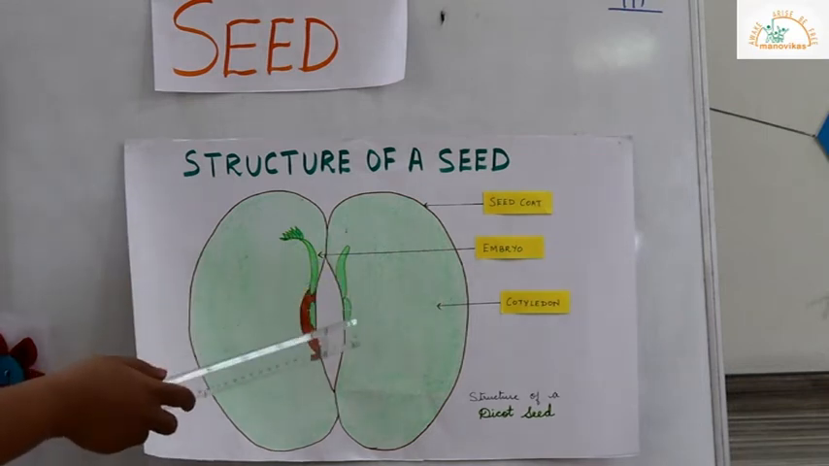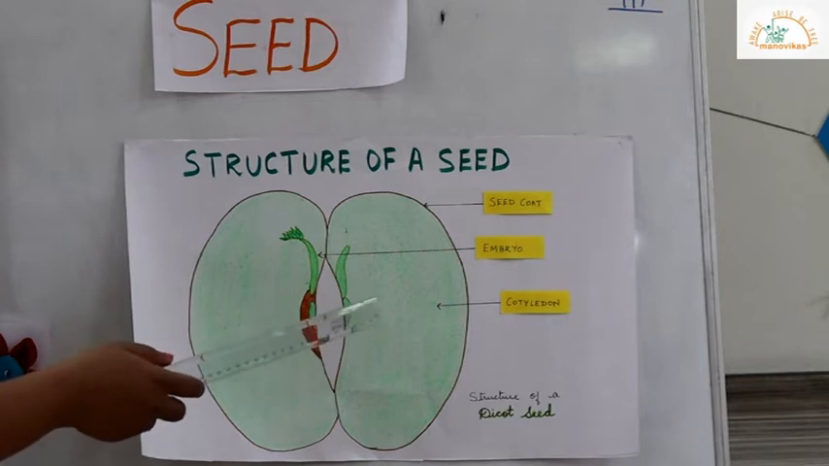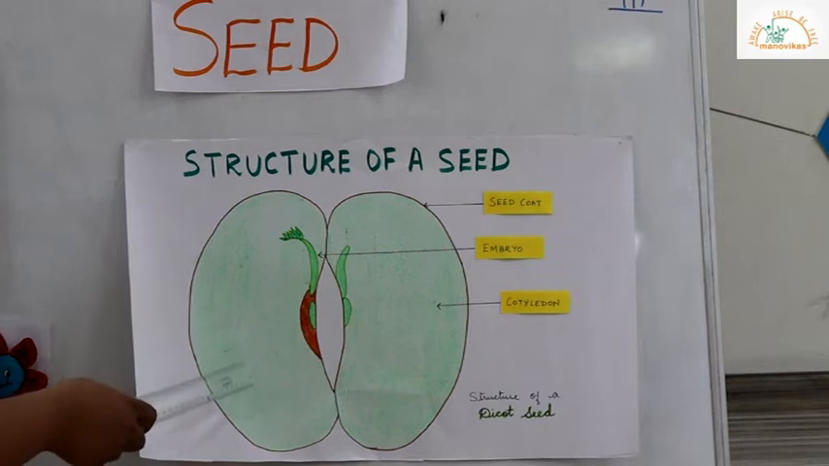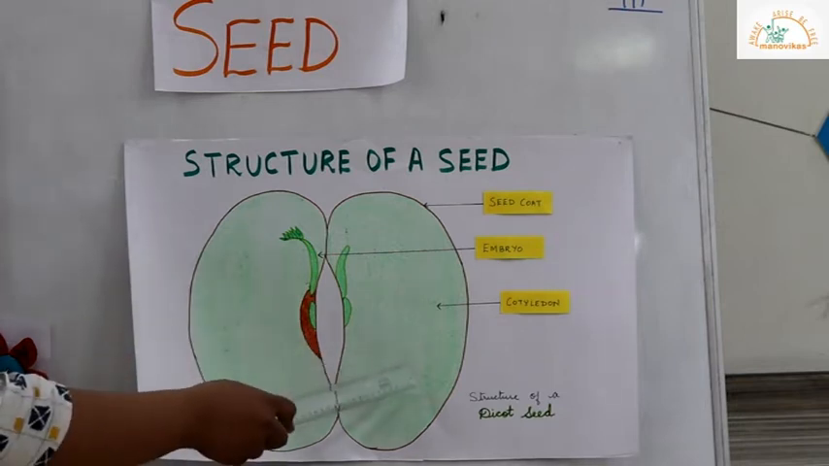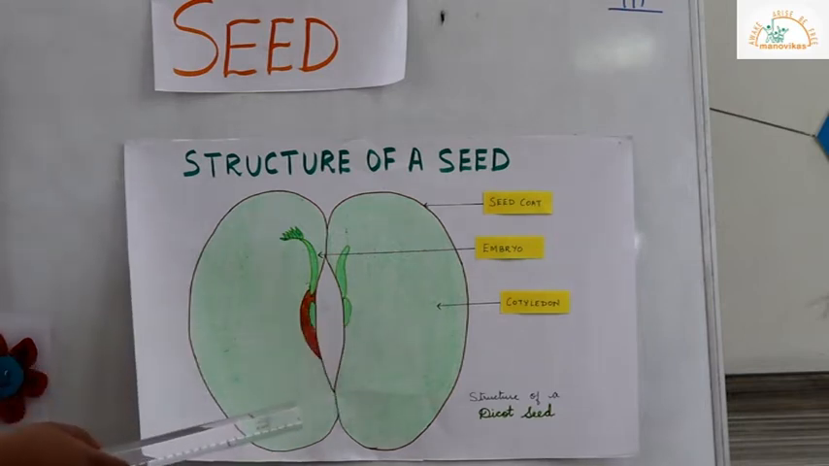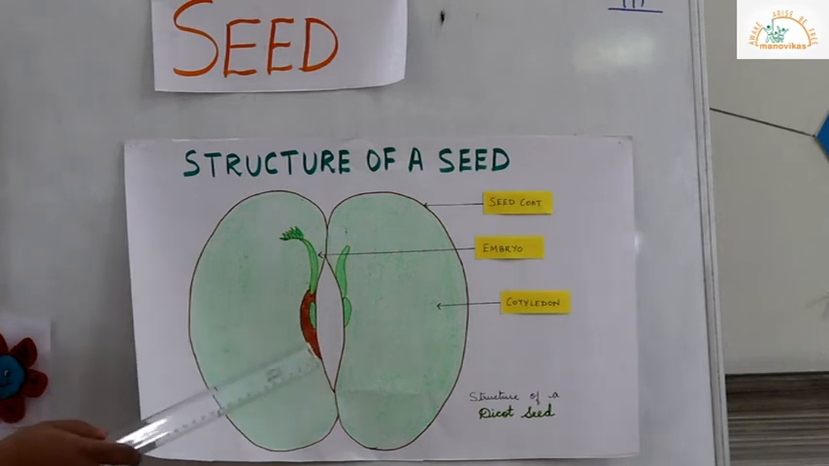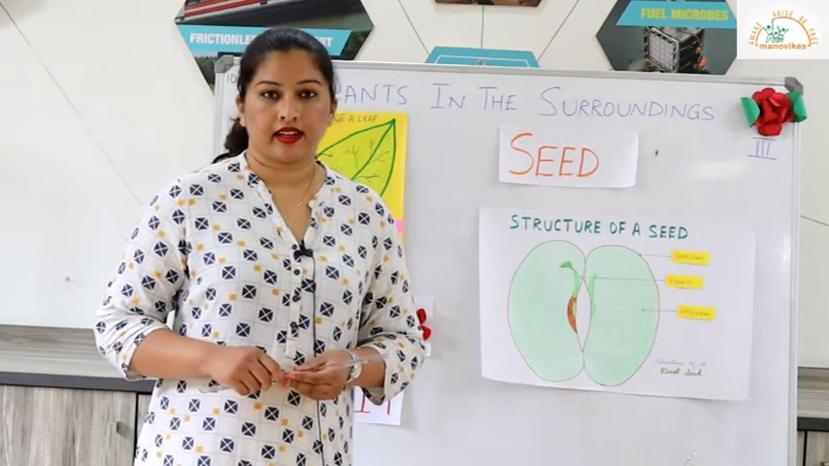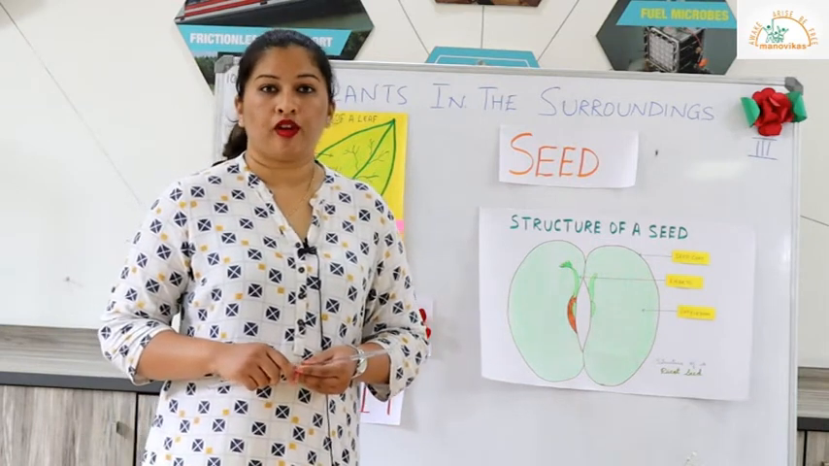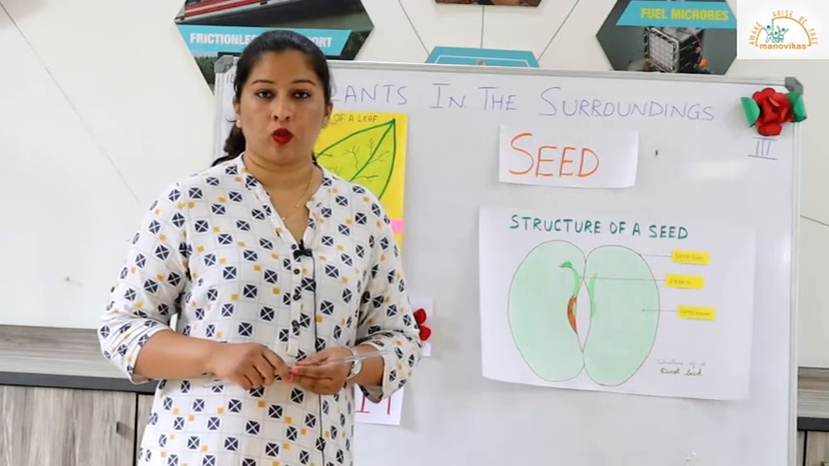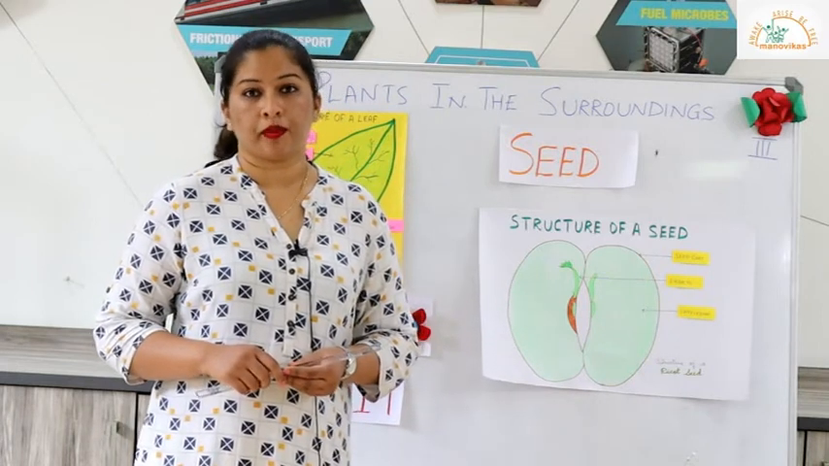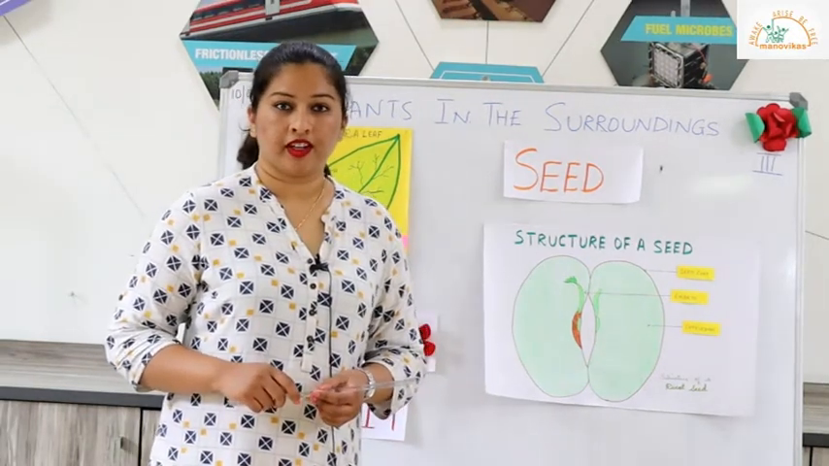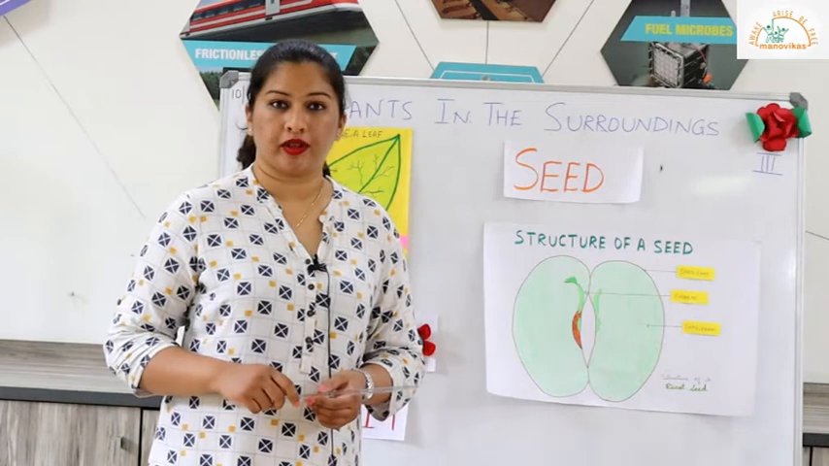Depending upon the number of cotyledons, the seeds are divided into monocot and dicot. This is a dicot seed, meaning it has two cotyledons. In a monocot seed, it has only one cotyledon. We know that most plants grow from seeds. Seeds contain an embryo. With the help of air, water, sunlight and warmth, the embryo grows into a plant. The process by which a seed grows into a plant is called germination.